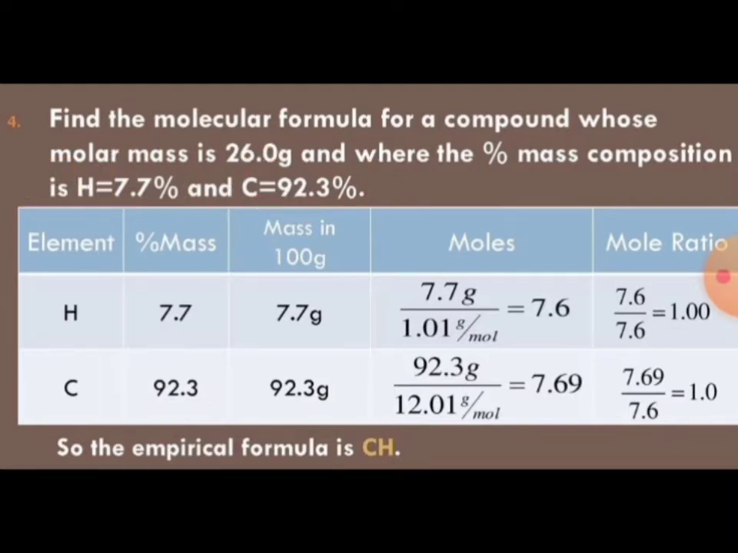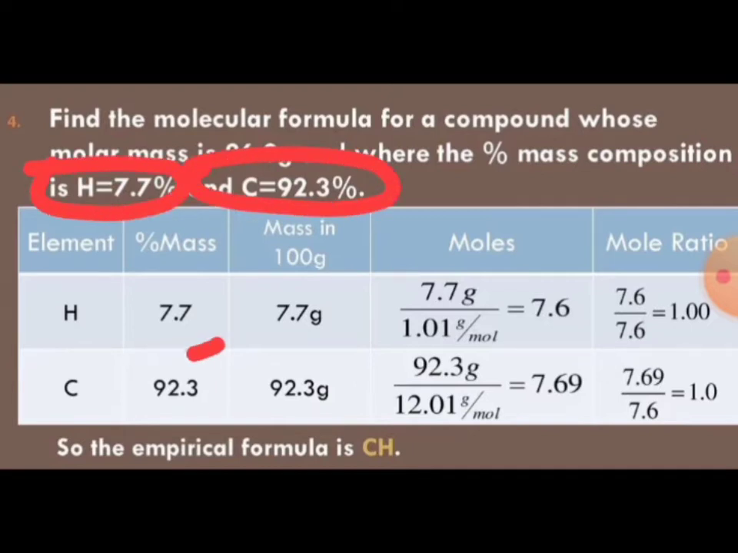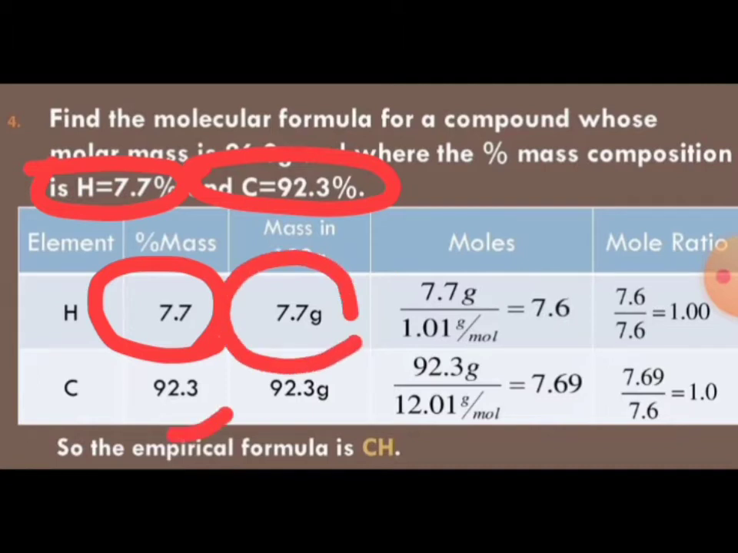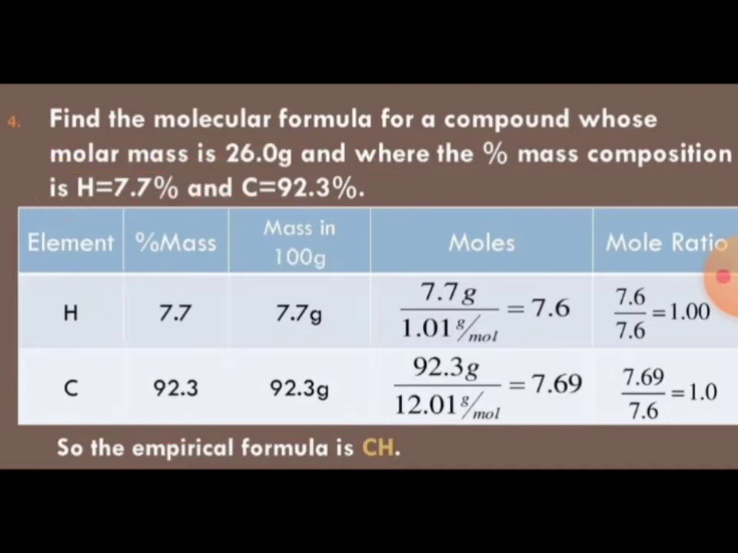In the third column, I am going to convert the percentage into grams. So 7.7%, 7.7 grams. 92.3%, I can write it as 92.3 grams. So here I simply converted the percentage into grams.